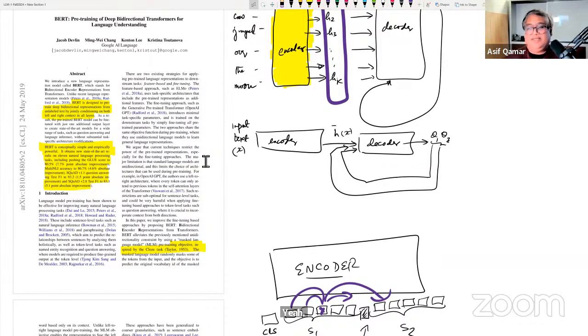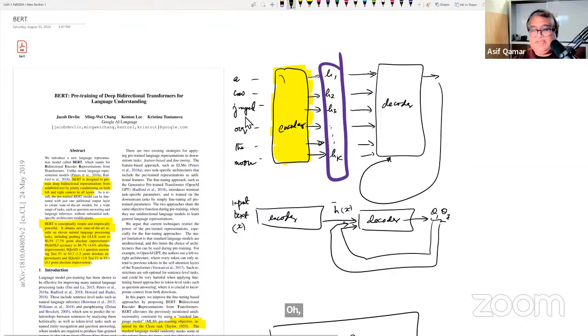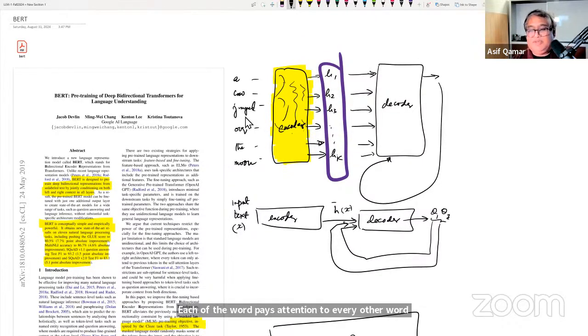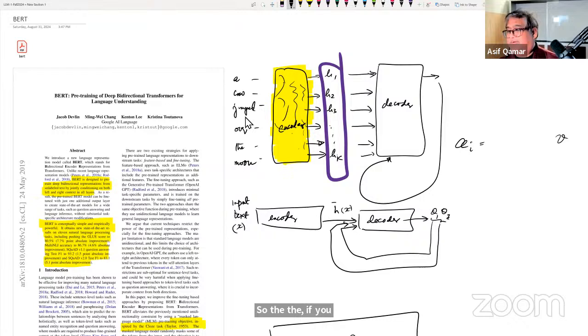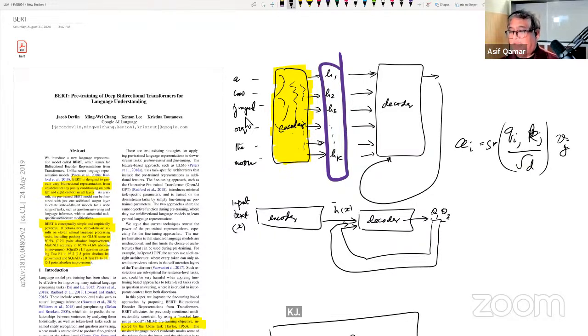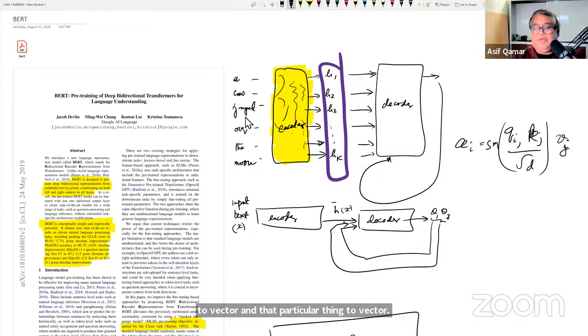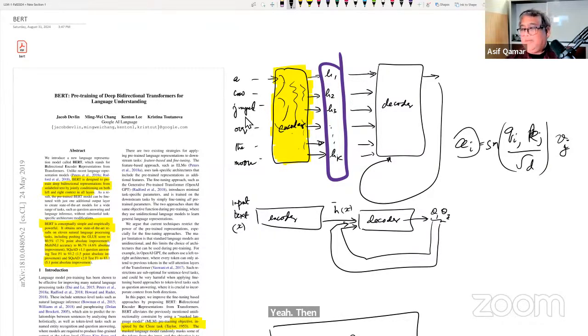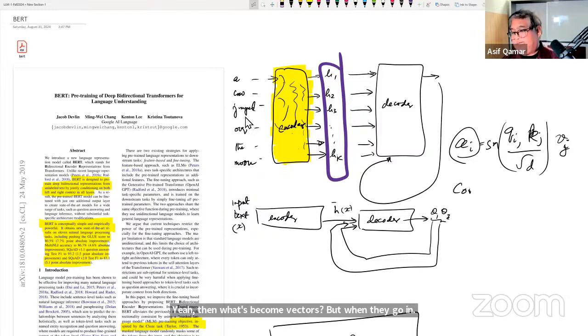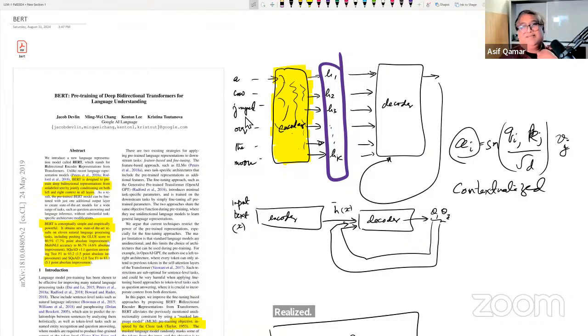Oh, remember, it goes through the attention layers. The whole point of that is each of the words pays attention to every other word, right? And it keeps going through that. If you remember, the attention vector was softmax of Q_i K_j over square root of D, times V_j. Words become vectors, but when they go in, they become attention vectors. Attention vectors are also called contextualized vectors. Contextualized means they pick up some of their meaning from the adjacent words, from the other words.